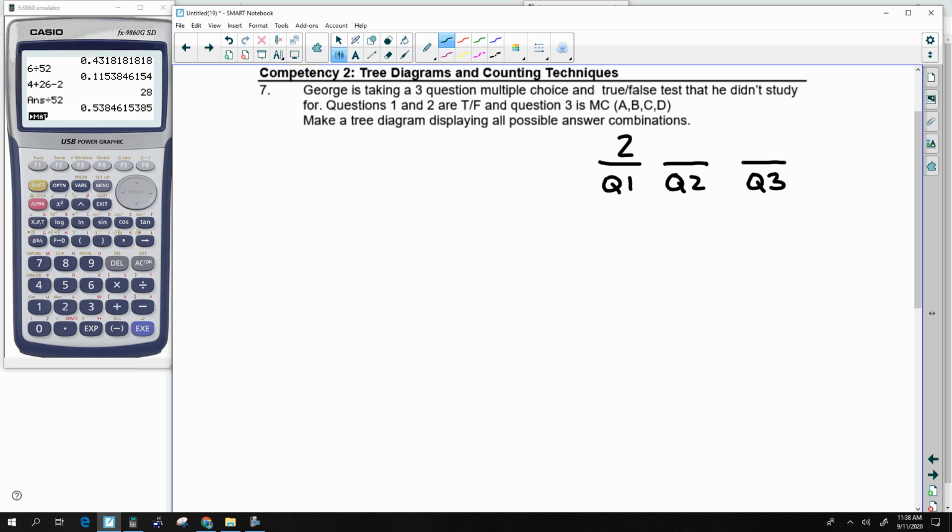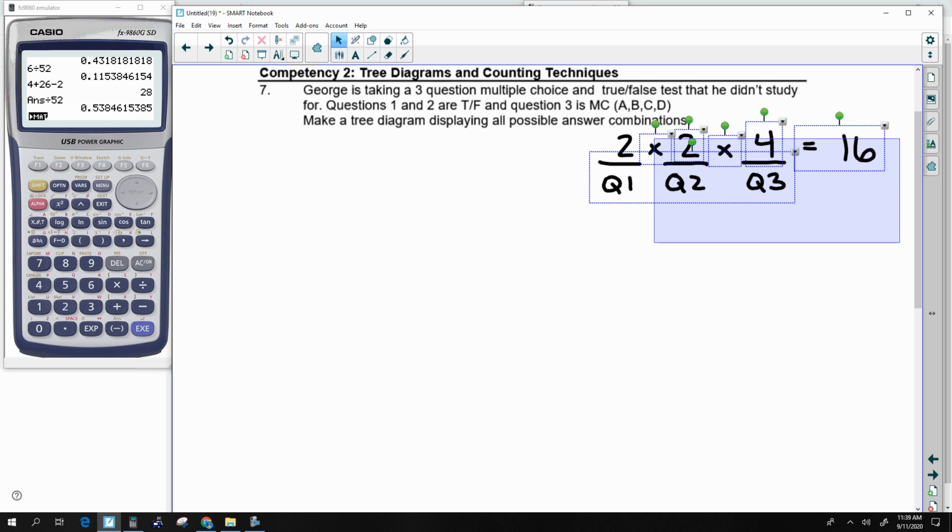So that'll mean he has 2 options for question 1, 2 options for question 2, and the third question is a multiple choice, A, B, C, and D, which has 4 options. So how many different tests can he take or complete? And that would be 16. He will have 16 grand total different tests that he could produce.